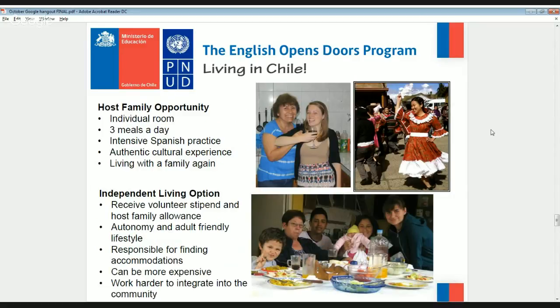Excellent. So one of the unique aspects of our program is the opportunity to live and have a host family experience. For those of you who opt to live with the host family, you'll receive your own individual room, and you also have 3 meals a day with your host family. So this is a tremendous opportunity for you, as a volunteer speaking 100% English most of the day, to go home and really grow and strengthen your Spanish speaking abilities as well.